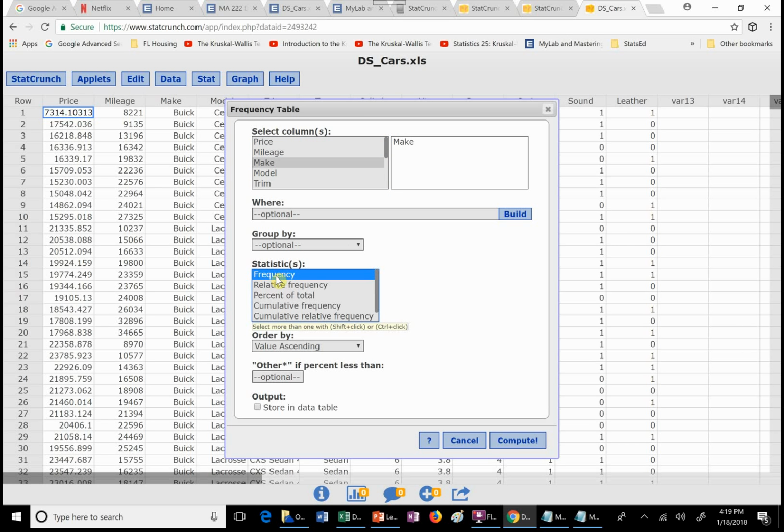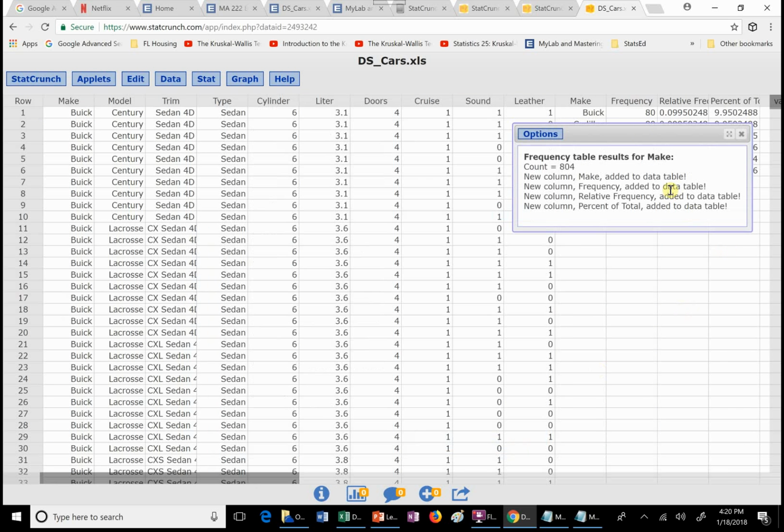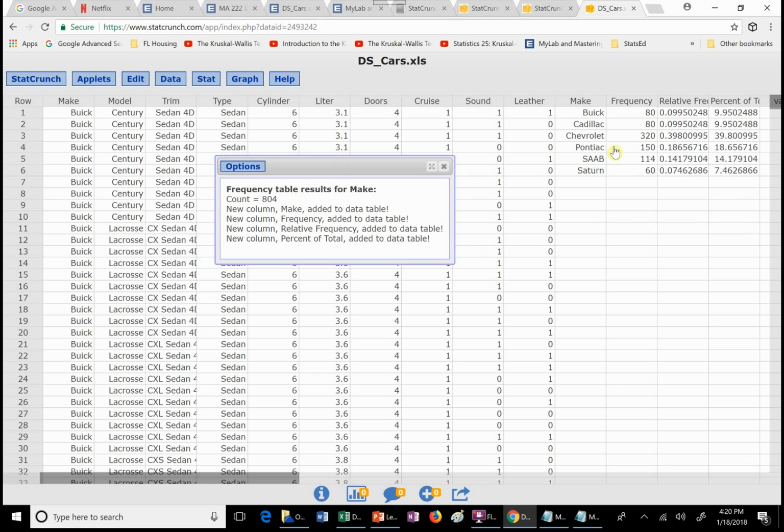And one thing about choosing multiple things in a menu, if you click on one and hold Control, you can choose multiple ones, okay? So I'm going to click on that, hold Control, and then you can do this. Store in a data table. And when you hit compute, what'll happen is it'll actually make a table. So you can see over here now there's this table, okay, right here.